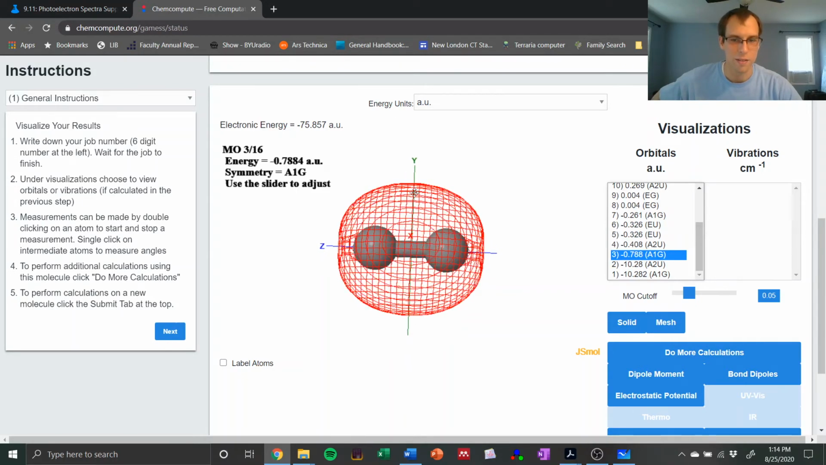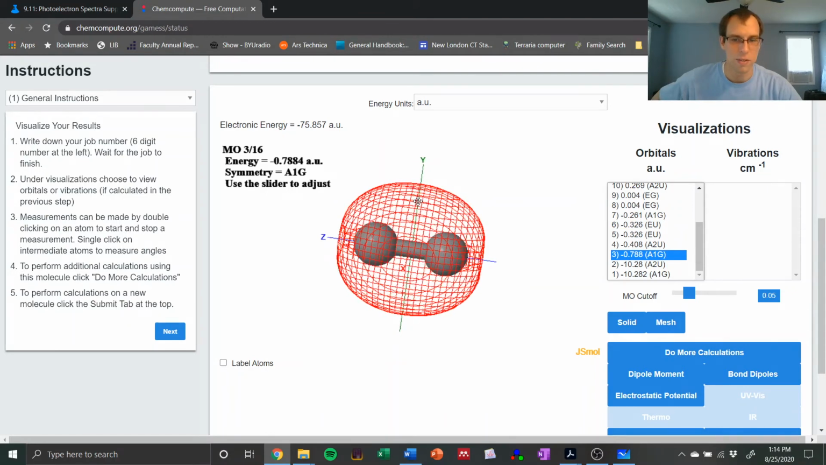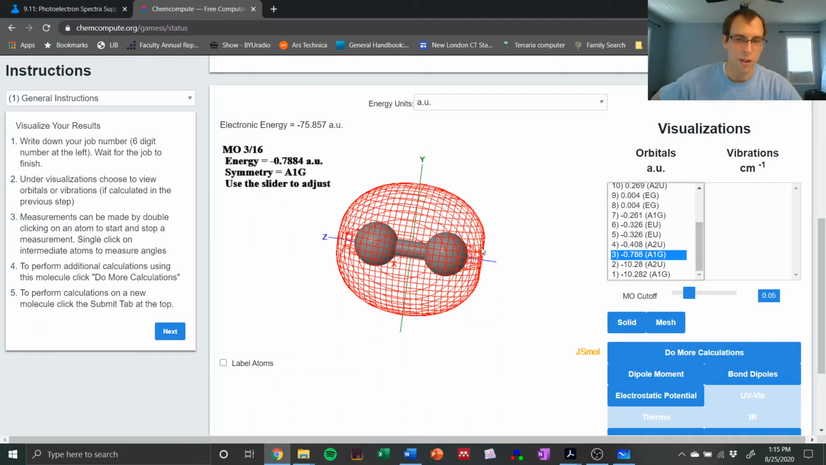So we can kind of move this around, but there's no nodes anywhere in this. So that's what makes this a sigma orbital. We don't have a node along the plane, and there's no node in between this. So this is a sigma bonding orbital. So this is what we call a sigma g orbital.